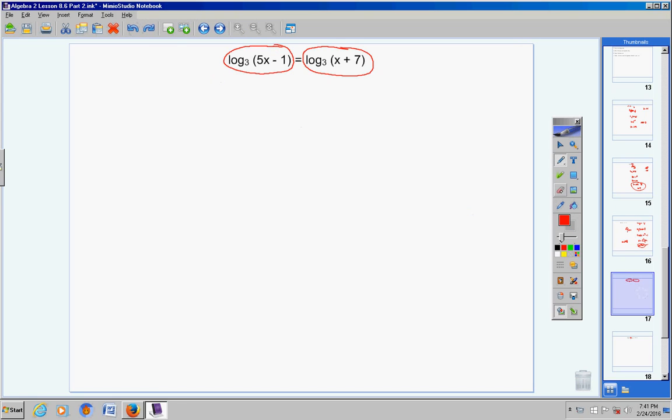Over here, if I've just got a logarithm on each side, no big deal, guys. Look, cross off the logarithms and just set the arguments equal to each other. You're allowed to do that, and that's really easy. So anytime you have a logarithmic equation with only one logarithm on one side and only one logarithm on the other side, cross off the logarithms and just set the arguments equal, and we're done.